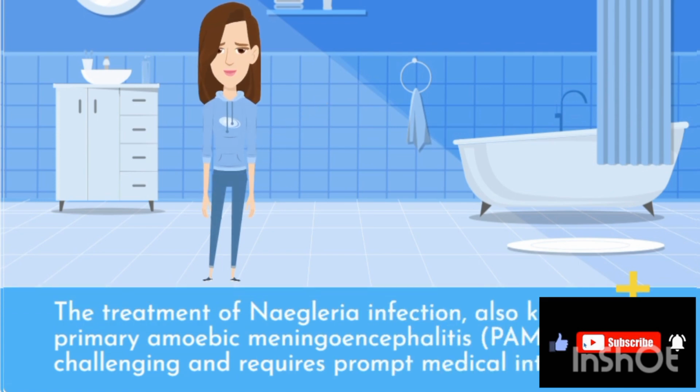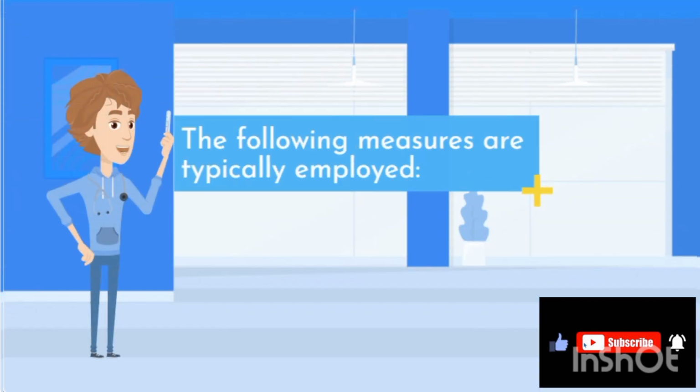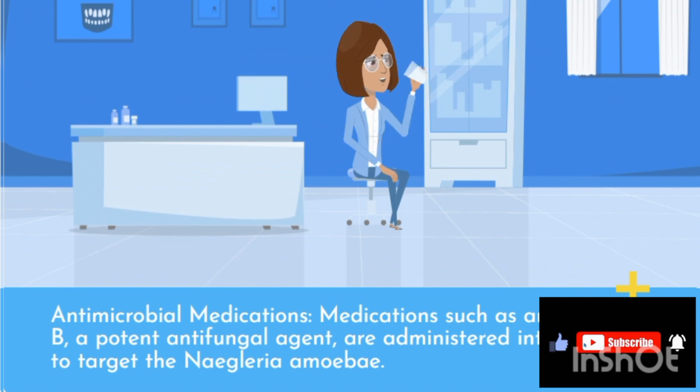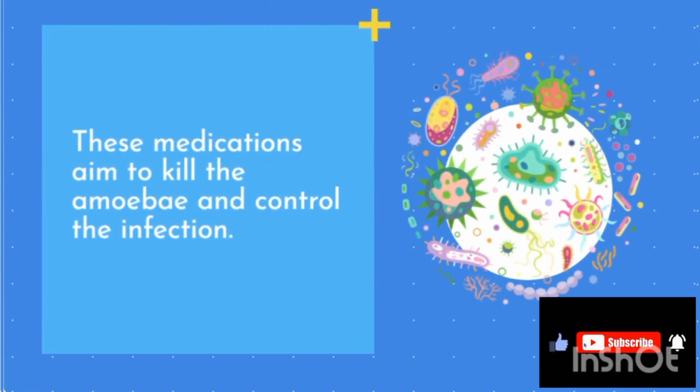The treatment of Naegleria infection, also known as primary amebic meningoencephalitis, PAM, is challenging and requires prompt medical intervention. The following measures are typically employed. Antimicrobial medications such as amphotericin B, a potent antifungal agent, are administered. These medications aim to target the Naegleria and control the infection.